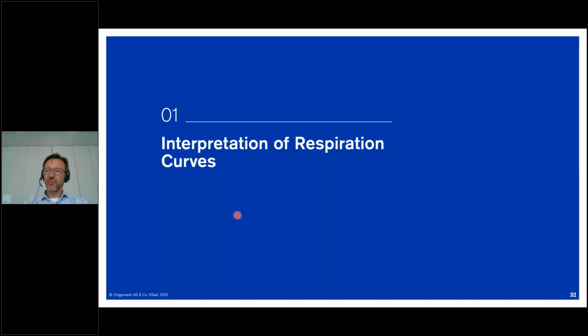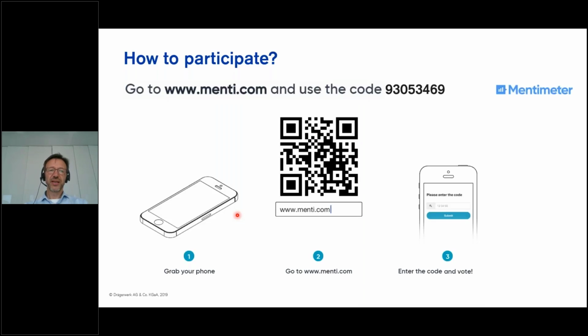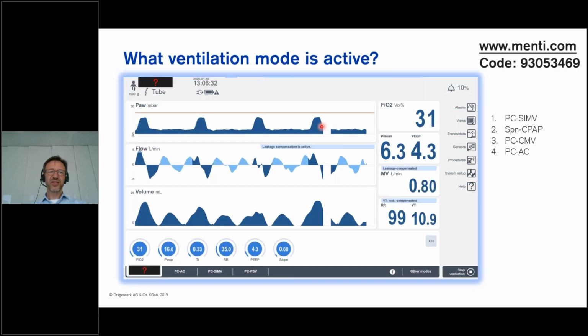So we are now coming to the interactive part of my presentation. For this purpose, you have to take your mobile phones and you have to put in the following address in your browser, www.menti.com. And so we start the first question here. The question is, what ventilation mode is active?